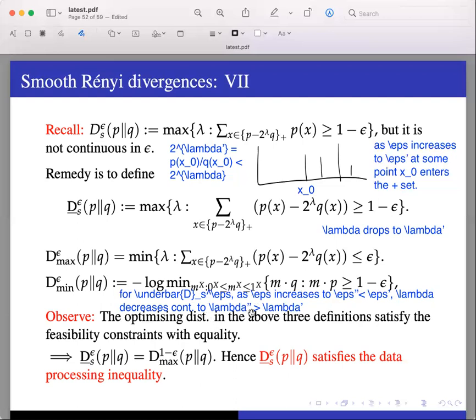Okay. And then as epsilon double prime is increasing and hits epsilon prime, similarly, lambda double prime decreases and hits lambda prime. And nothing bad happens because fine, I'm at lambda prime out here. The plus set has gone up. X0 has crept into the plus set, but the contribution of x0 now is 0 out here. So this is exactly 1 minus epsilon. So there's a continuous smooth variation. So is this clearer now?